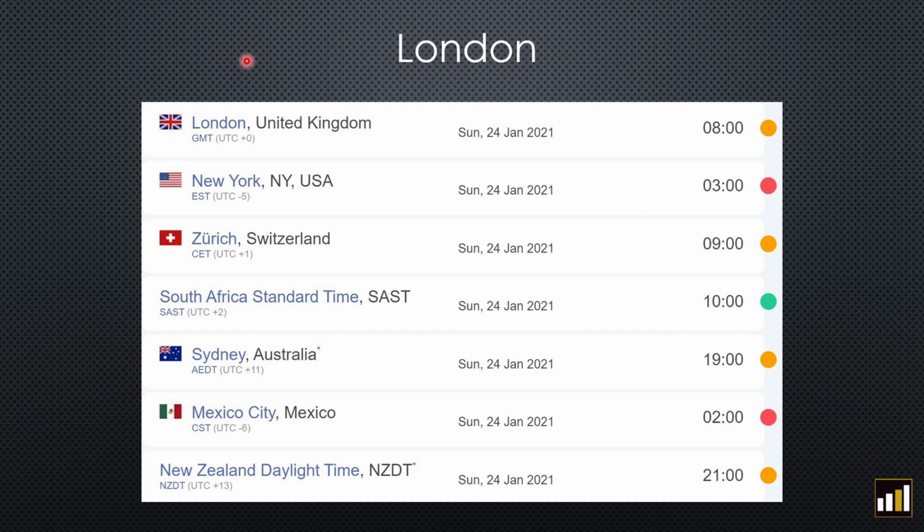So during London, it would be 8 o'clock when it opens. The Forex market is open 24 hours really, but this is when the stock market opens, so there is more volatility during that time. If you are in New York, it would be 3 a.m. If you're in Switzerland, it would be 9 a.m. South Africa, 10 a.m. So just take a screenshot of this. These are the times that you need to be there for the London Open.